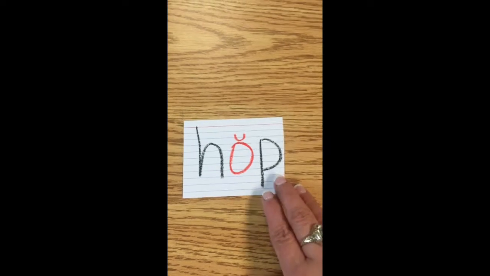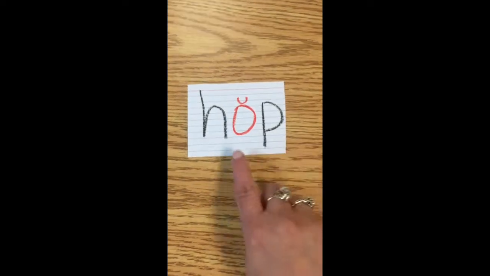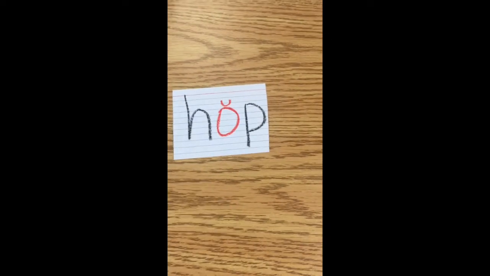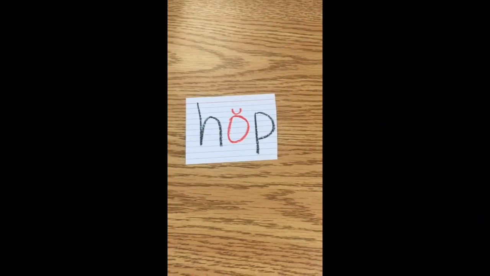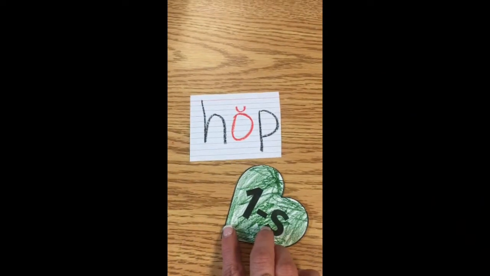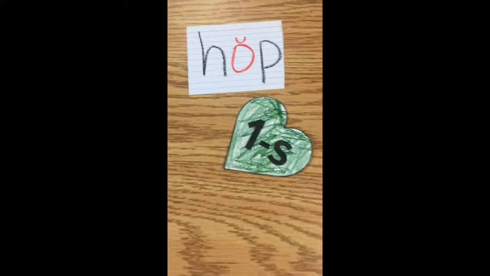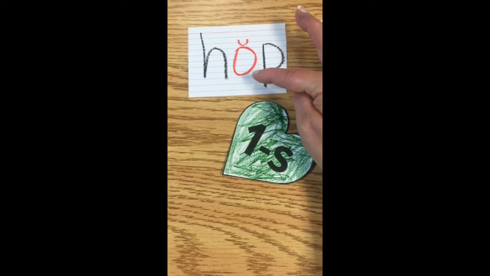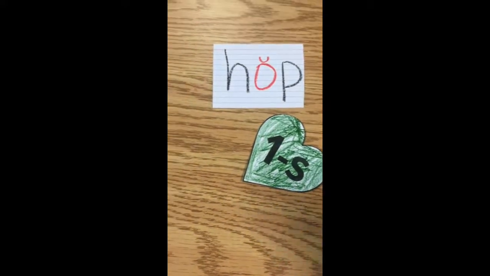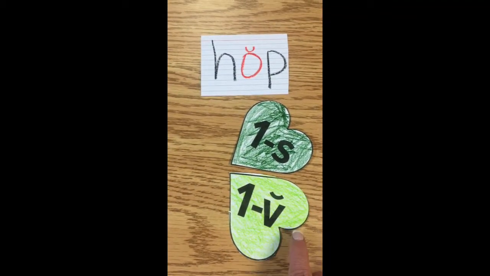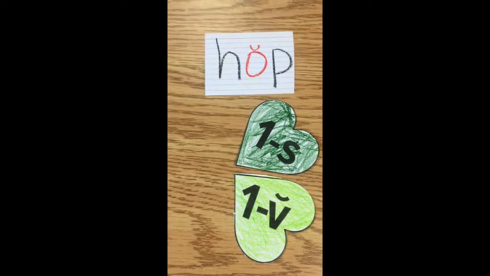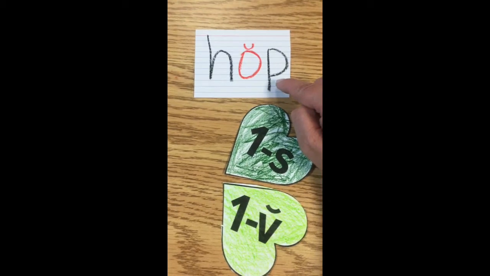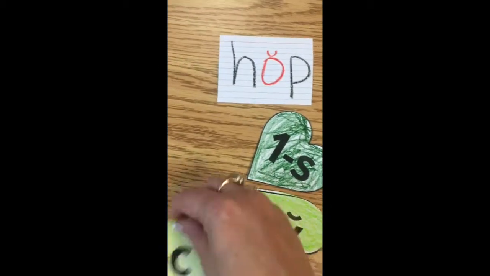The doubling rule is the following. First thing, we have to determine that the word is one syllable. Hop, one syllable. So I have a little picture here, and this says one syllable. Then we have to determine if this one syllable word has a long vowel or a short vowel. It has a short vowel. So we're going to say one short vowel. Then from there, we have to look at the root word again and determine if the word ends in a consonant. It does. So it ends in one consonant.